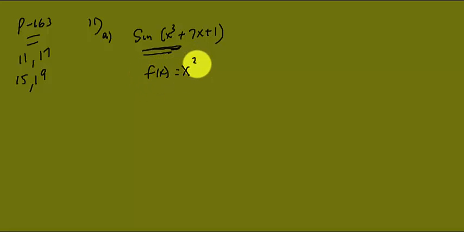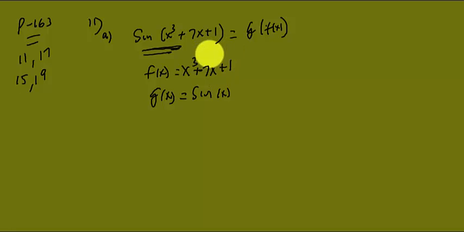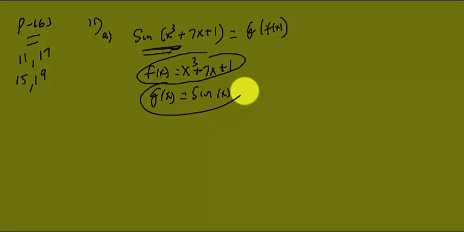A, okay, they give you a function, sine of x to the third plus 7x plus 1. They want you to break this up into two functions, because this is a composite function. So if you call f of x equal to x to the third plus 7x plus 1, and if you call g of x equal to sine of x, of course this would be the composite function g of f of x. So we're going backwards. We're going to split the composite function up into two different functions that are continuous.